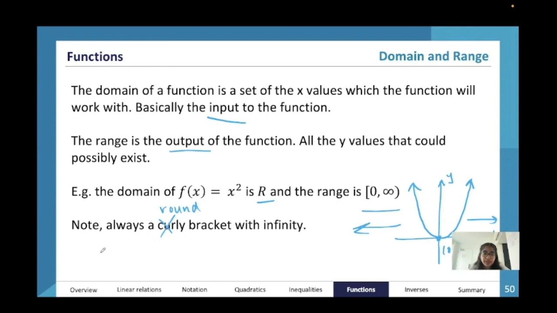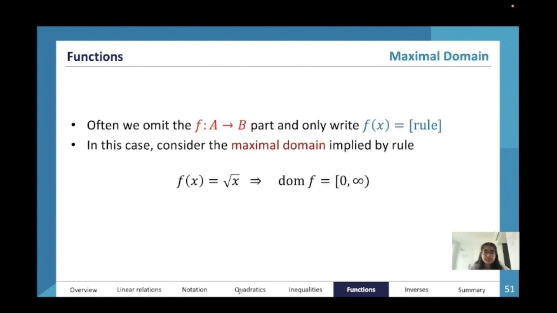And make sure that you remember, infinity always has a round bracket. So negative infinity is a round bracket. Infinity, round bracket. So keep that in mind. Sometimes we get rid of this part of the function and only write the rule. And that's because the domain of that function is sort of implied. So if I tell you here f of x is square root of x, well, the domain is implied. It's implied that it's from 0 included to infinity.